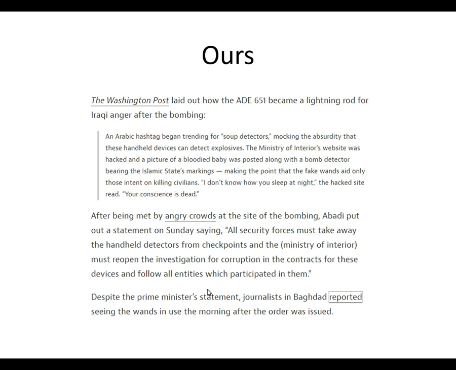After being met by angry crowds at the site of the bombing, a body put out a statement: all security forces must take away the handheld detectors from checkpoints, and the Ministry of the Interior must reopen the investigation for corruption in the contracts of these devices and follow all entities which participated in them. Finally, some action from the top. Despite the Prime Minister's statement, journalists in Baghdad reported seeing the wands in use the morning after the order was issued. Why can't the organization or the individuals in the organization accept that the things are fake?